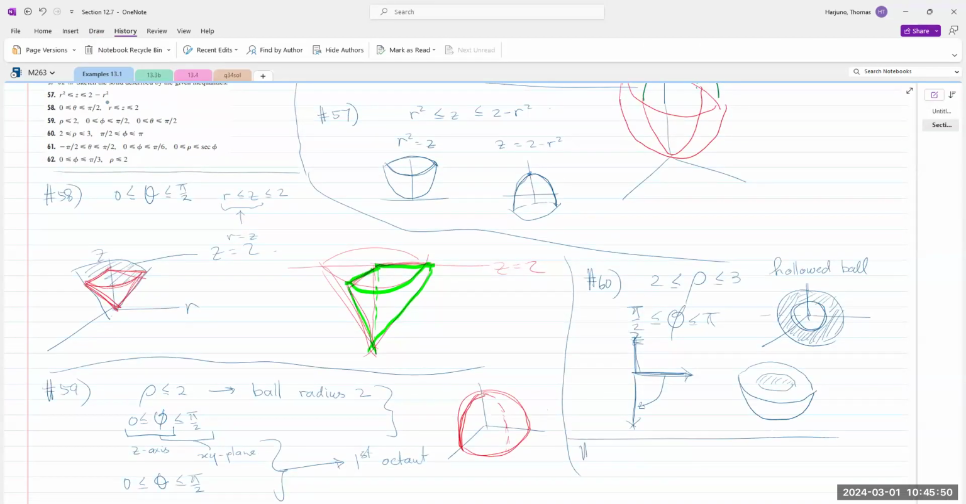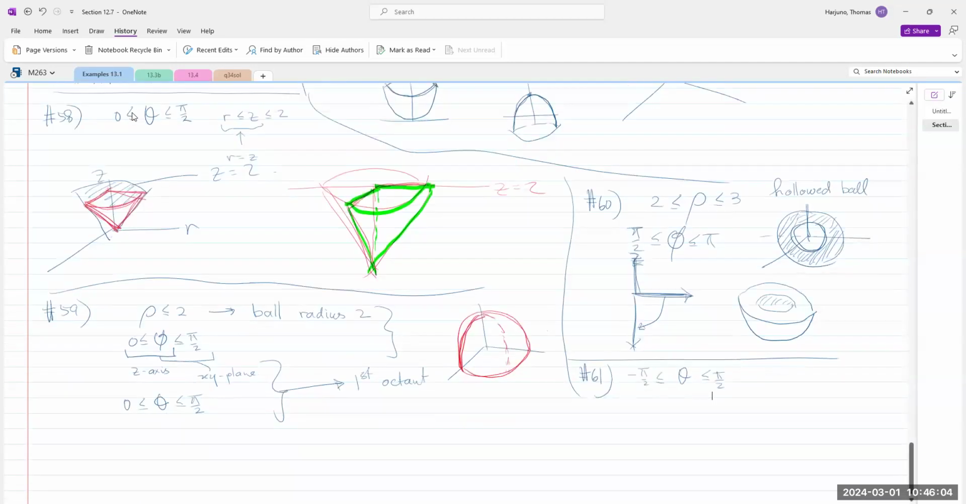Number 61. Let me do it here. We have theta from negative pi over 2 to pi over 2. So that's quadrant 4 and quadrant 1, right? You will see this is basically when x is at least 0. Okay, does it make sense? If this is x and this is y, it's actually x is at least 0. Okay, this part here, quadrant 1 and 4.